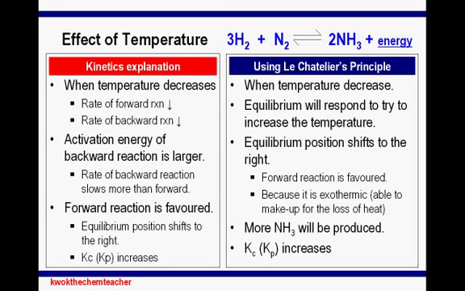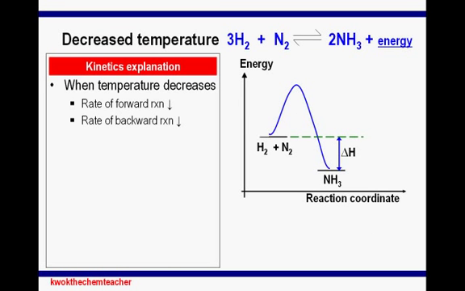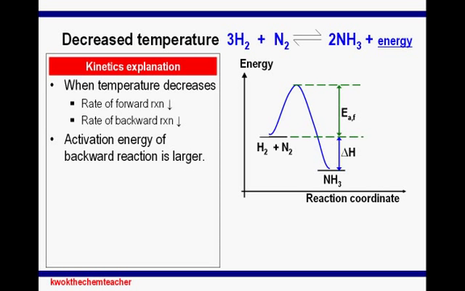will therefore increase. Now, we will use the energy profile diagram to help us explain the kinetic aspects of the decrease in temperature. As mentioned earlier, when temperature decreases, the rate of the forward and the backward reaction will decrease. The activation energy of the backward reaction is larger for an exothermic reaction. As you could see, the forward activation energy is labeled in green. The backward activation energy is labeled in red.